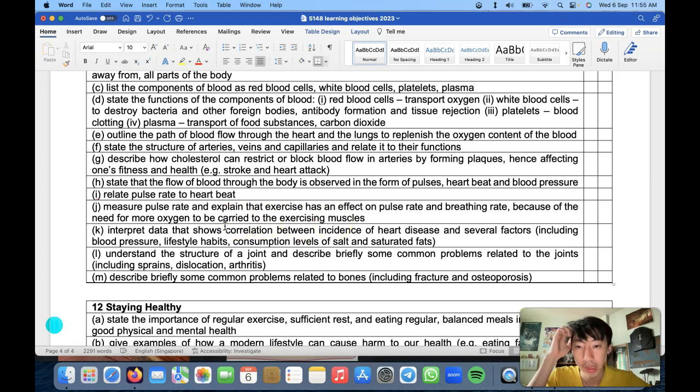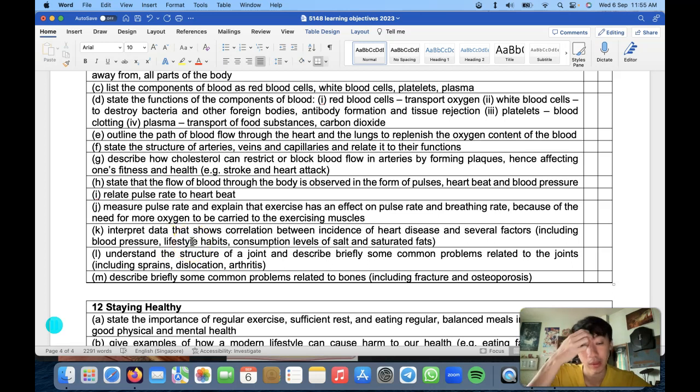Okay, data that shows the correlation of heart disease and several factors. Basically it's not very simple, you can't just say that, right? Why do people get heart disease? Firstly, they have very high blood pressure, right? The higher your blood pressure, the worse it is for you.